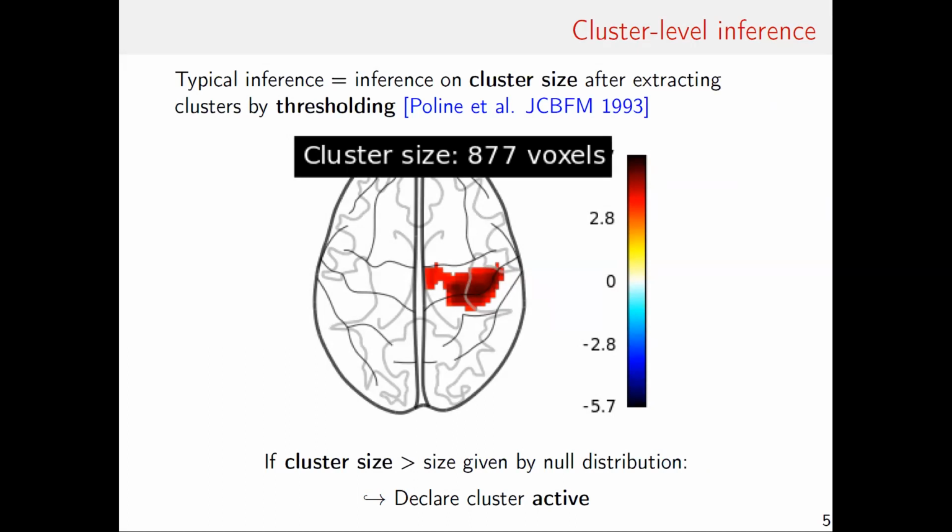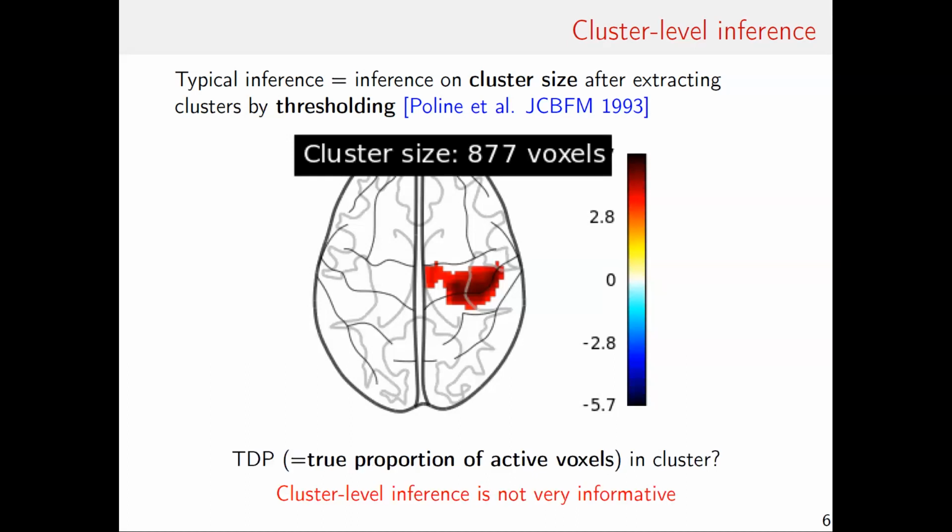That is basically telling us what the largest cluster size should be under the global null hypothesis, meaning if there is no signal at all in the brain. And so then we will compare the size that we obtained to this size given by the null distribution and take a binary decision. So if our size exceeds the one of the null distribution, we will declare that the cluster in question is active. And so this is the idea of cluster level inference.